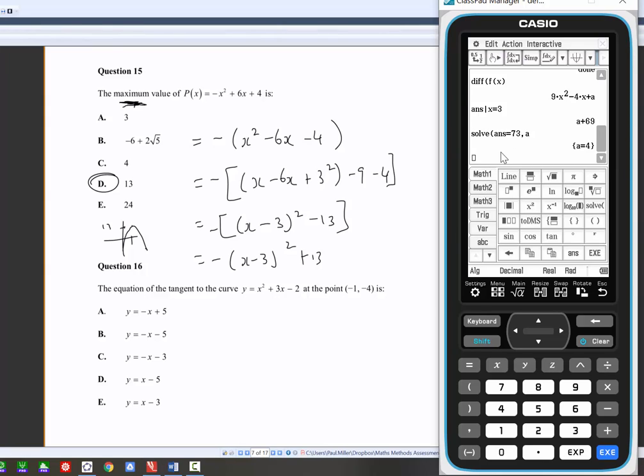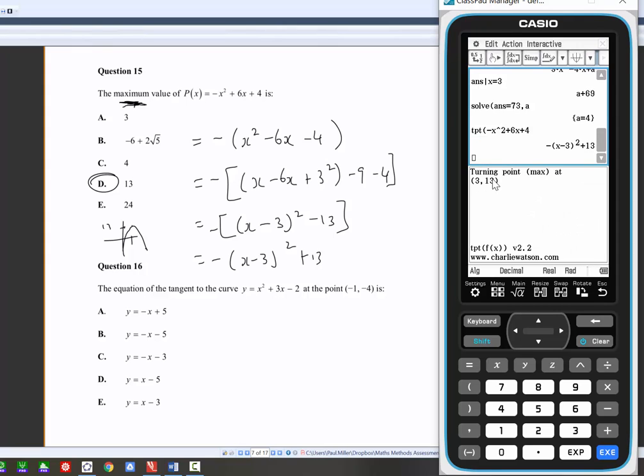I'll make sure you've got this program on your calcs as well by the end of, well, soon anyway, before the SAC. But use TPT, it tells you the turning point of it. You guys don't have that yet, but that's another way to do it. I could use Fmax rather.